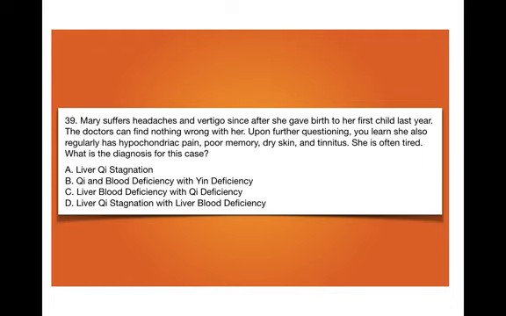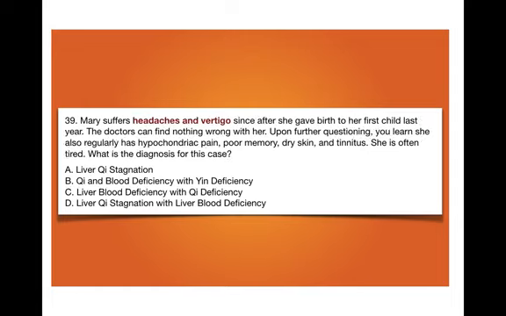So when I take a test, I would highlight or underline headaches and vertigo as her chief complaint. And then I would go to hypochondriac pain, poor memory, dry skin, and tinnitus. And that is pretty much all I would do. I've sort of trained myself at this point to scan the case studies looking just for the signs and symptoms that appear in the Zongfu patterns, right? I'd also include tired in there as well. Okay, so headaches and vertigo are our chief complaint.